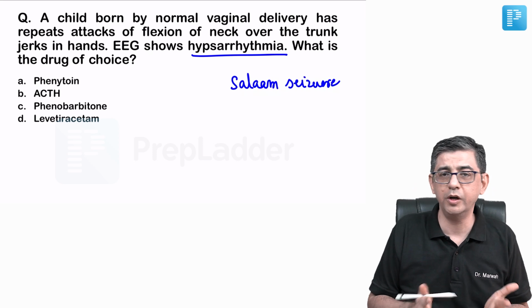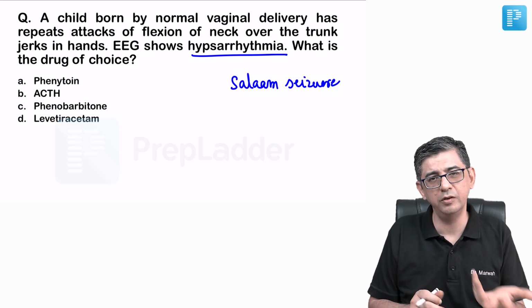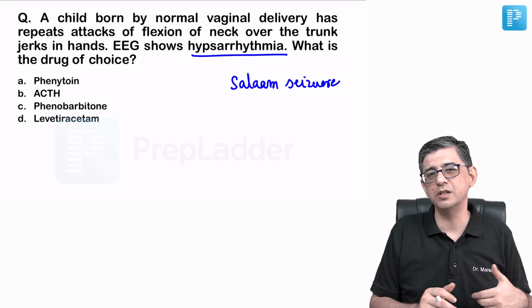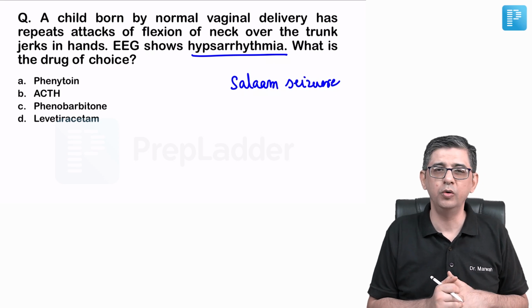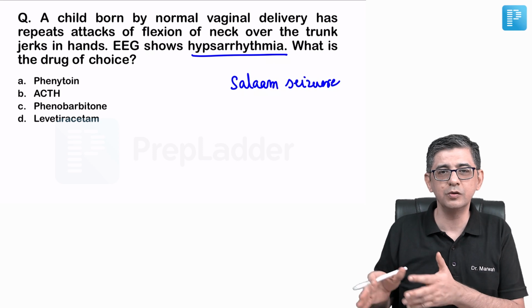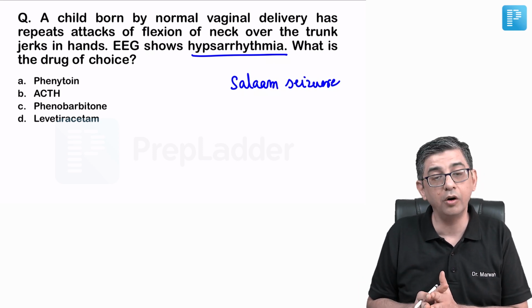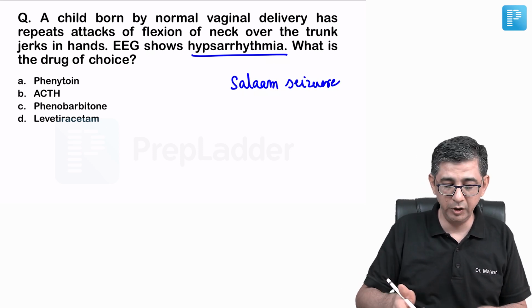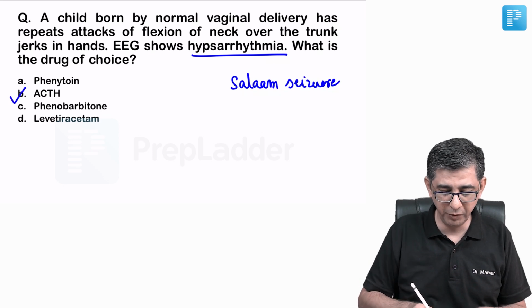Hypsarrhythmia means grossly chaotic pattern. Normally we have beta waves when our eyes are open, then we relax, we go to alpha, then we go into NREM1 and we go into theta waves. So all those patterns is what I've described, but here there's a grossly chaotic pattern. So salaam seizures, West syndrome was mentioned, and the treatment for this would be ACTH.